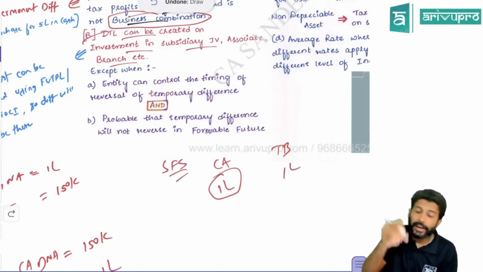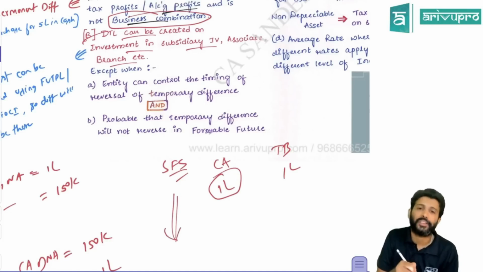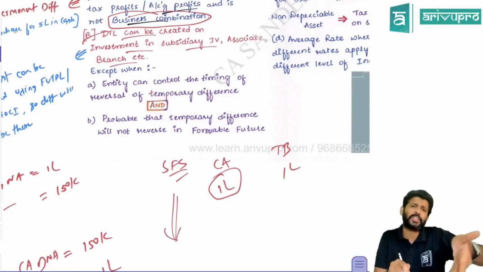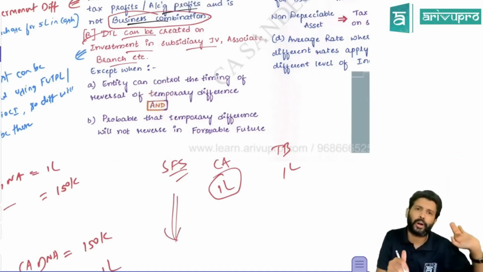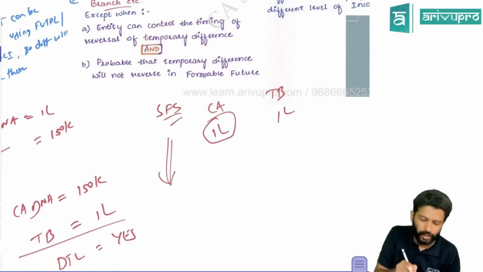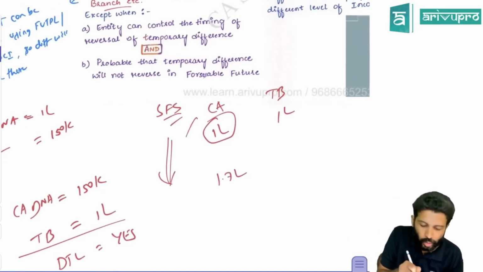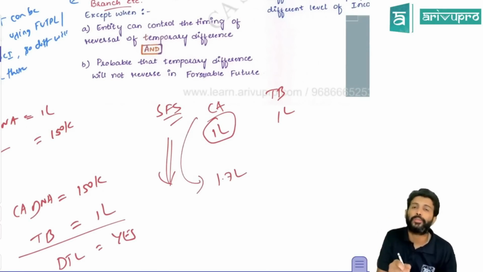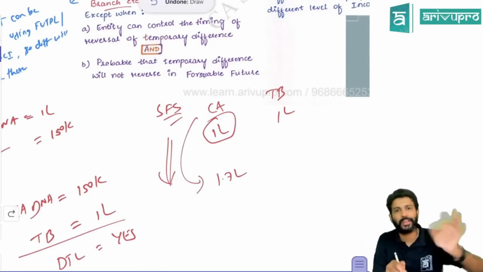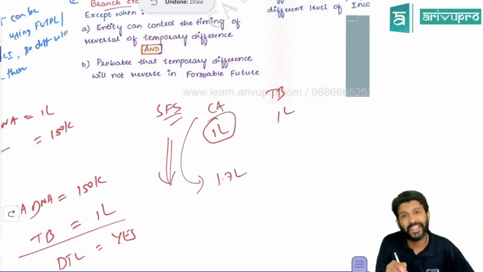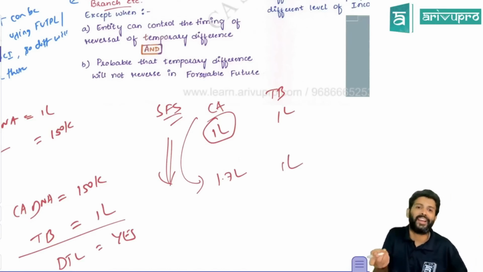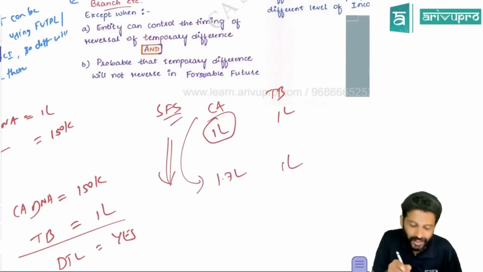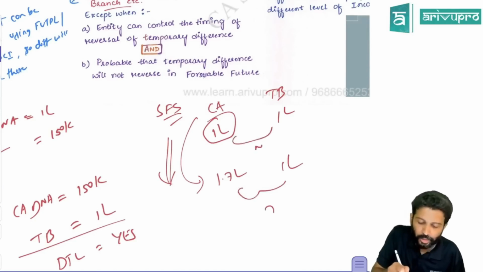Later on, what does Ind AS 27 say? Ind AS 27 says later on this investment could be valued at the cost model or the fair value model. Let's say the company is following the fair value model and the fair value of the investment is 1,70,000. If you're following the fair value model and the fair value is 1,70,000, the carrying amount of the investment will become 1,70,000. But the tax base is still 1 lakh because this provision is not there in tax. Initially there was no difference. Now there is a difference of 70,000.